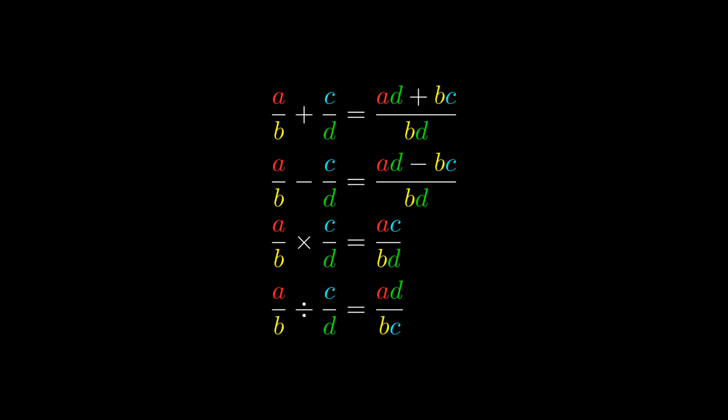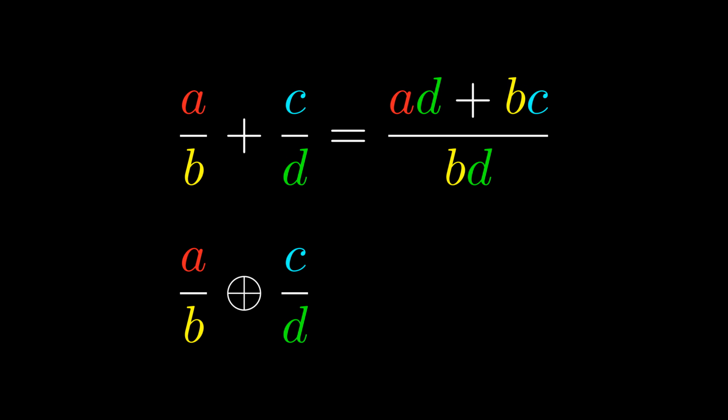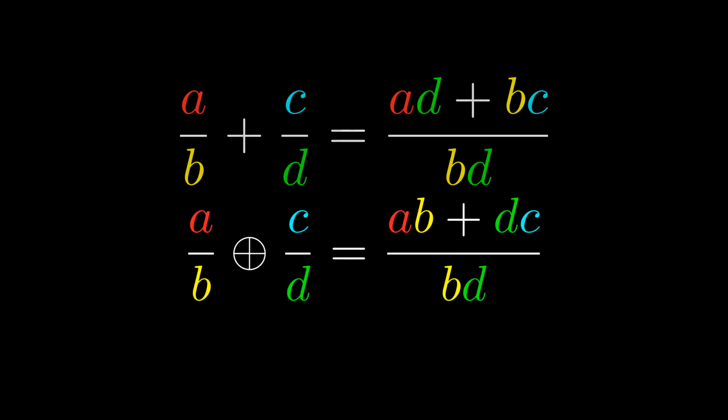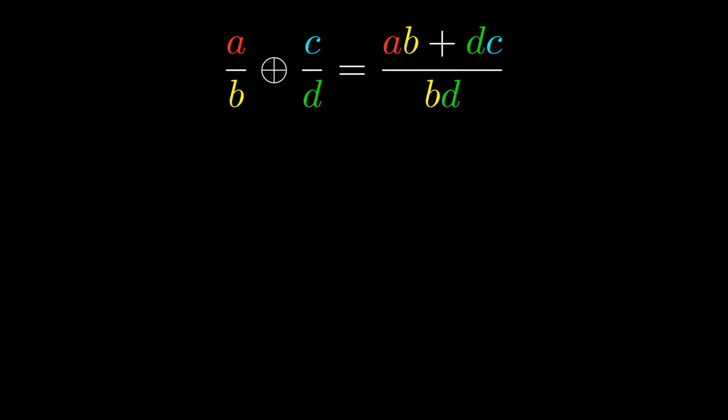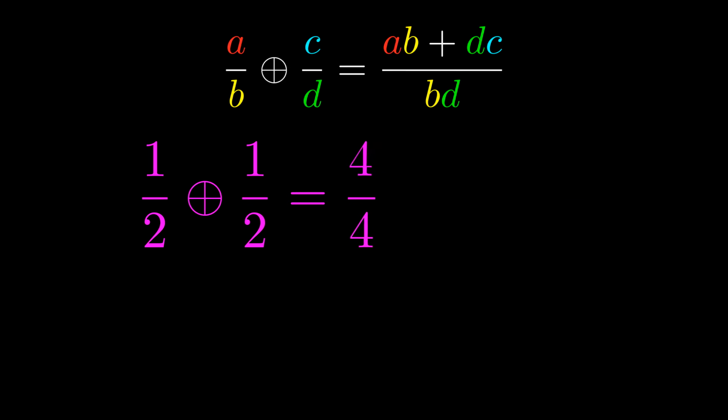There's nothing stopping us from defining a new operation on rational numbers. For example, let's look at the definition of addition again. Let's make a new operation, which we'll call O+, that is like addition, but where we swap the b and the d in the numerator. To try to get a feel for this new operation, let's see what 1/2 O+ 1/2 is. Using our formula, after a bit of simplification, we see that 1/2 O+ 1/2 is equal to 1.